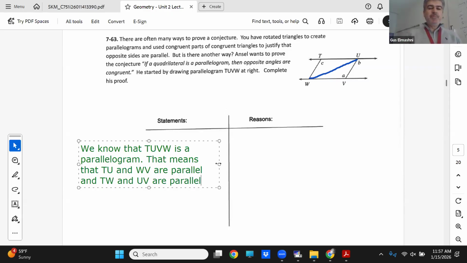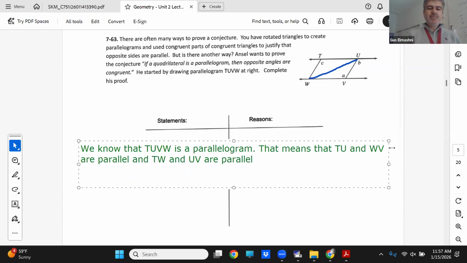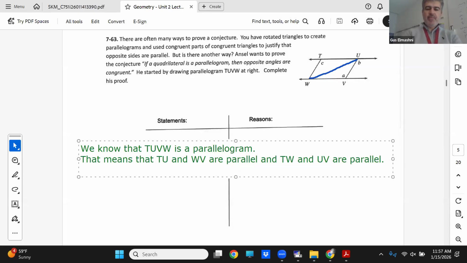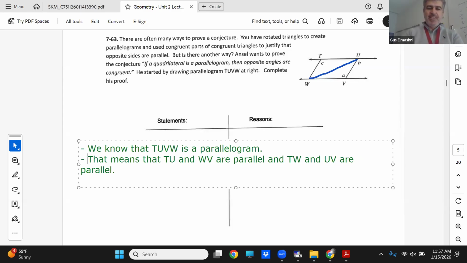I'm talking it out. And actually, if it helps, I'll kind of do it more bullet point. So we know that TUVW is a parallelogram. TU and WV are parallel. TW and UV are parallel. Cool. So here's the deal.